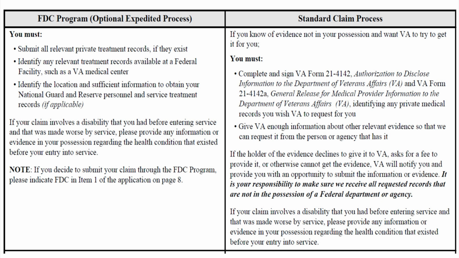On the right-hand side, the standard claim process. If you know of evidence not in your possession and want VA to try to get it for you, that's a key piece of information, you must complete and sign a VA Form 21-4142, which is an authorization to disclose information to the Department of Veterans Affairs. Then the second bullet comment: give VA enough information about other relevant evidence so that we can request it from the person or agency that has it.